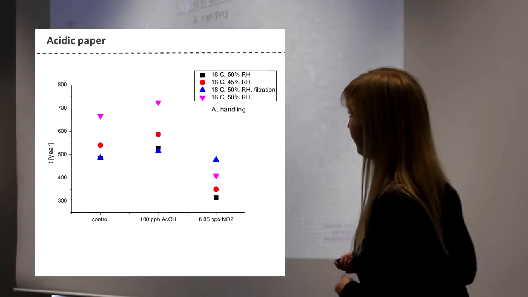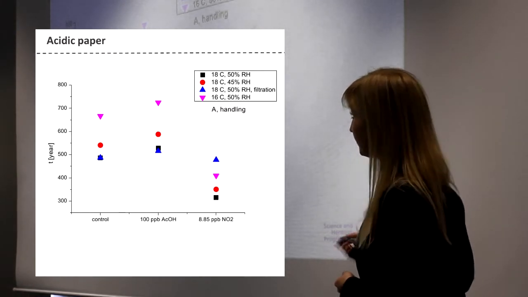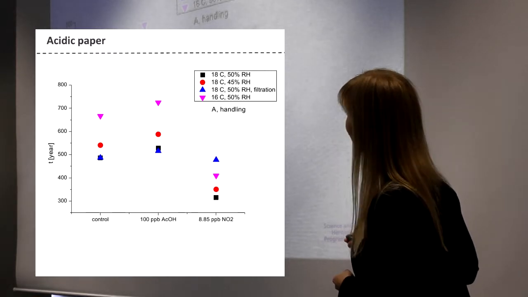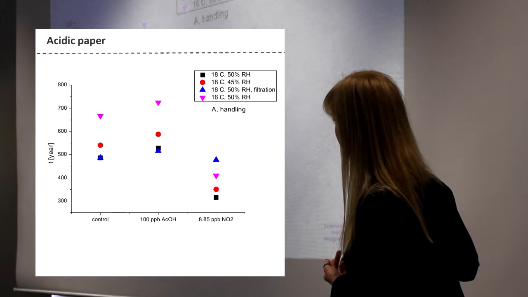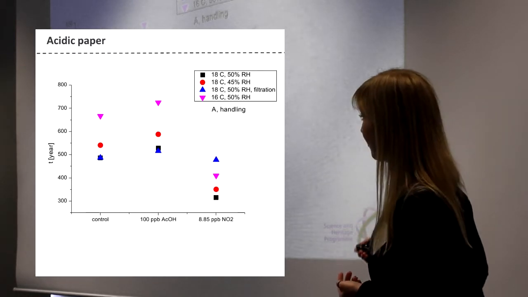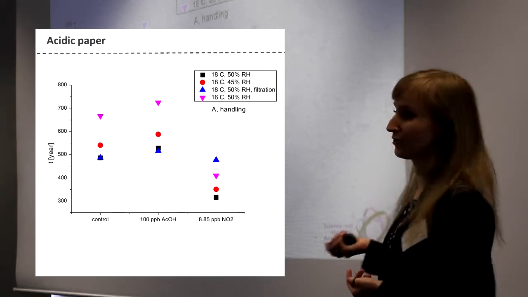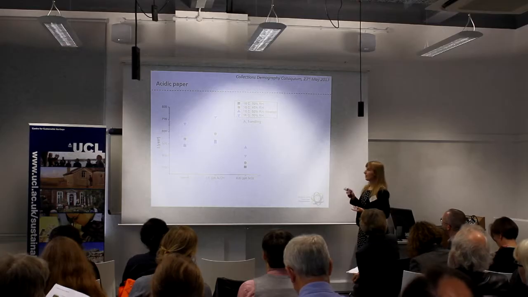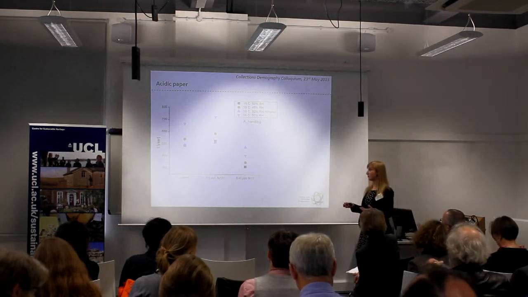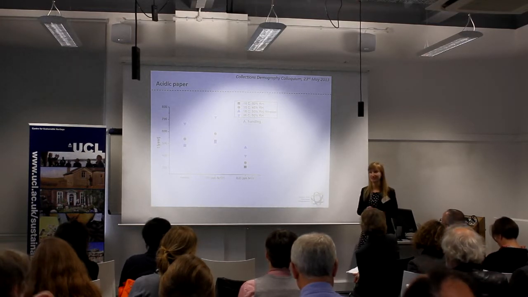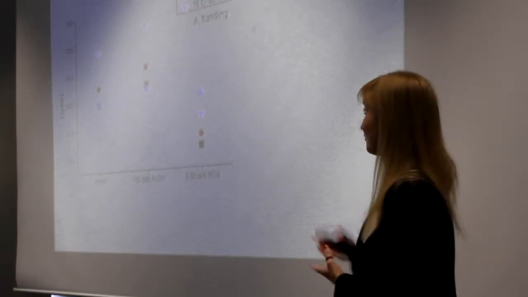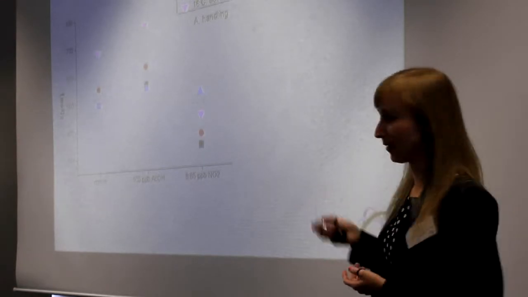The first graph here is for acidic paper. The black squares are the starting point: 18 degrees, 50% RH, and no air filtration. Then the red circles are an RH decrease, the pink triangles are a temperature decrease, and the blue triangles are air filtration. Here you can see that for acidic paper, air filtration would have more effect than decreasing the temperature by, let's say, 2 degrees. However, this doesn't mean that air filtration is always much better than controlling other environmental parameters, because if we decrease the temperature by a bit more than 2 degrees, we could achieve the same result. The temperature decrease comparable to the effect of air filtration is approximately 4 degrees, at least for acidic paper.